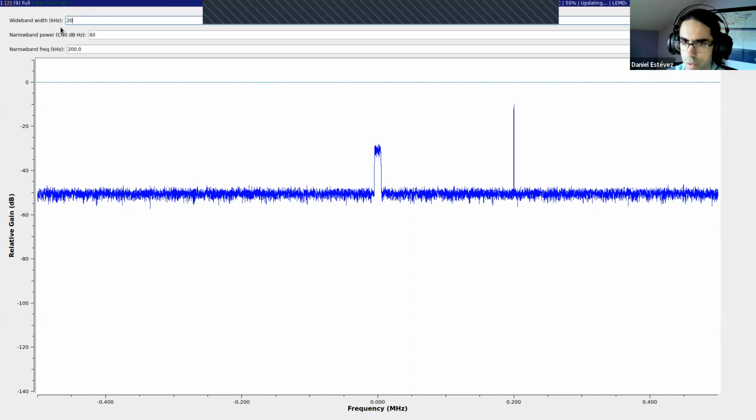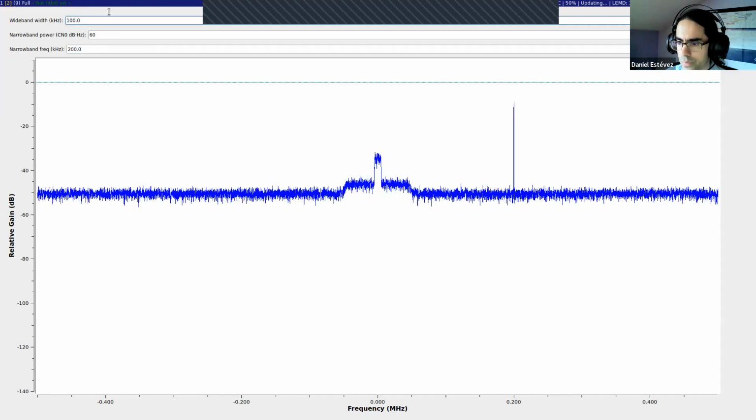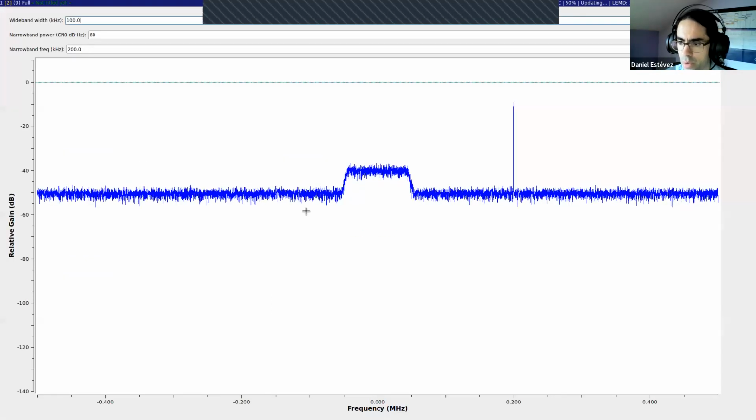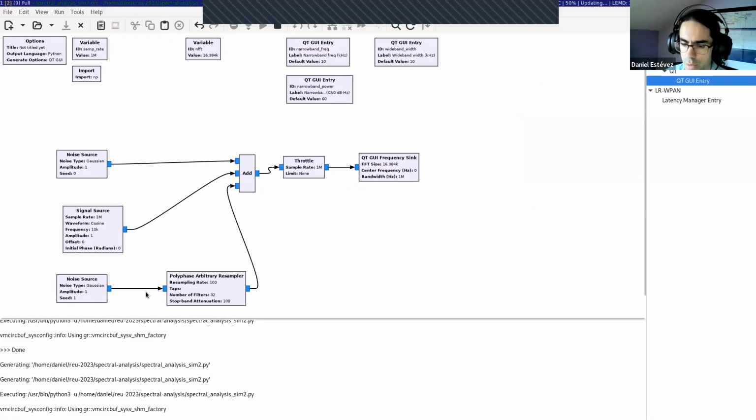If I put here 100, then we get 100 kilohertz of noise, and we can see something already, which is that the noise power seems to be dropping because the noise is spread over more bandwidth. Here, the amplitude is set to 1, and as before, that corresponds to the amplitude in the bandwidth in which this noise is generated, which now is 100 kilohertz.